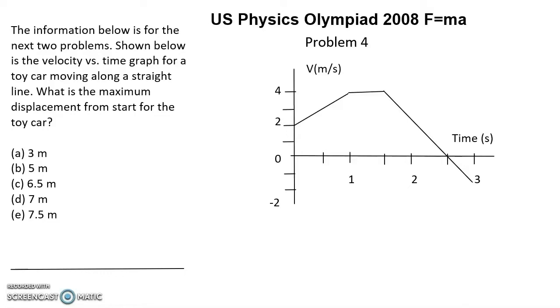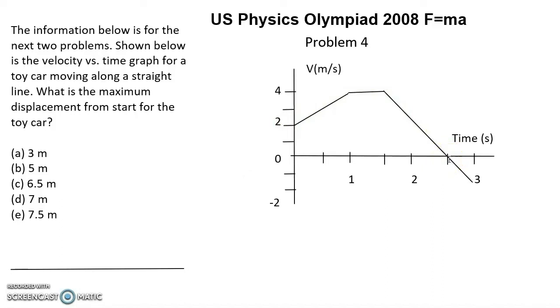As we can see on this graph, when we have a graph of velocity versus time, we can find the total displacement by calculating the area under the graph. If velocity is positive, area is positive. If velocity is negative, it means that area is negative. So if we want to find where the maximum displacement is, we need to move till velocity is positive.